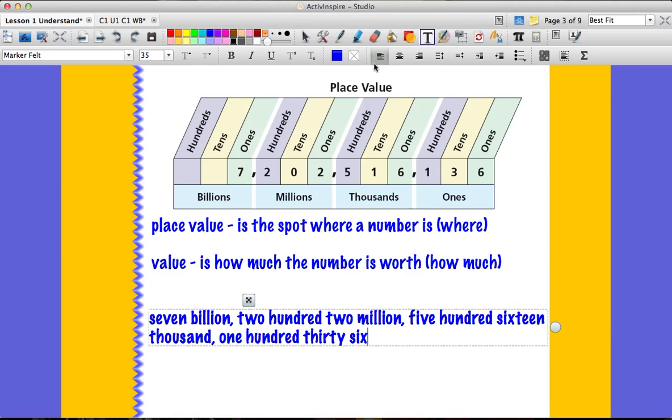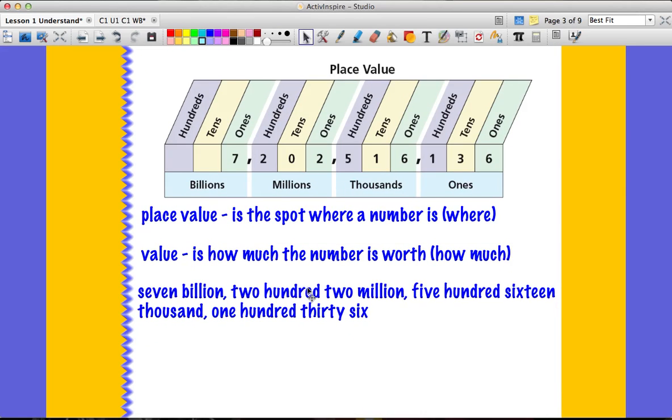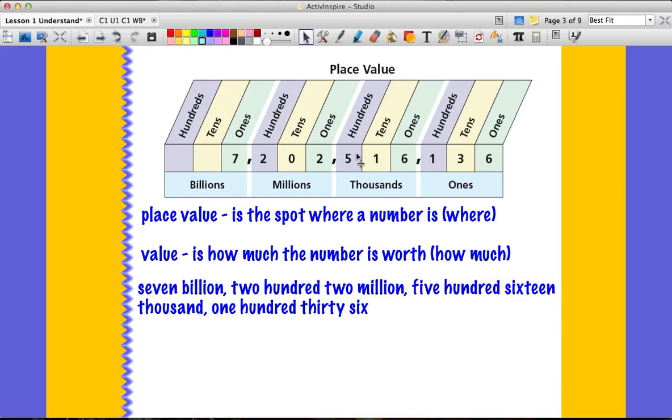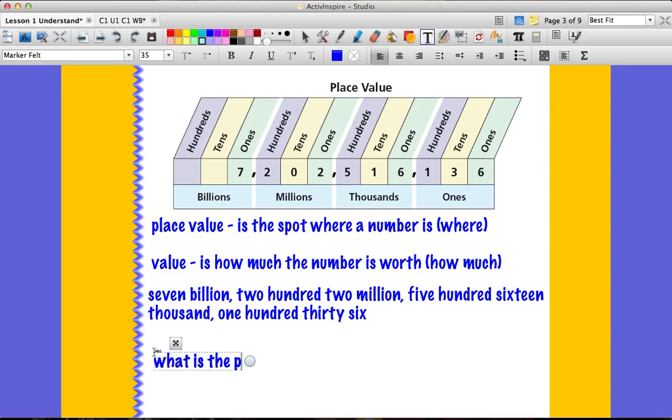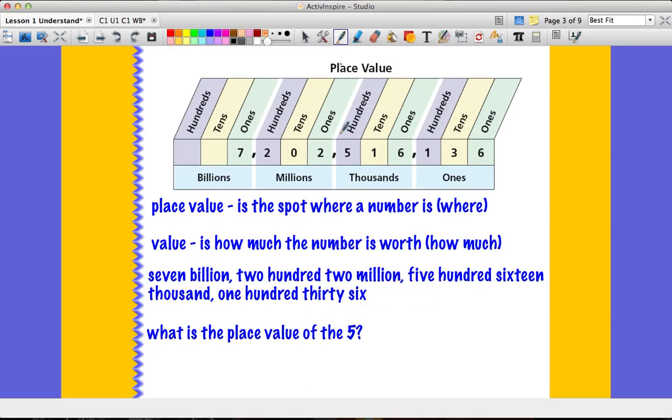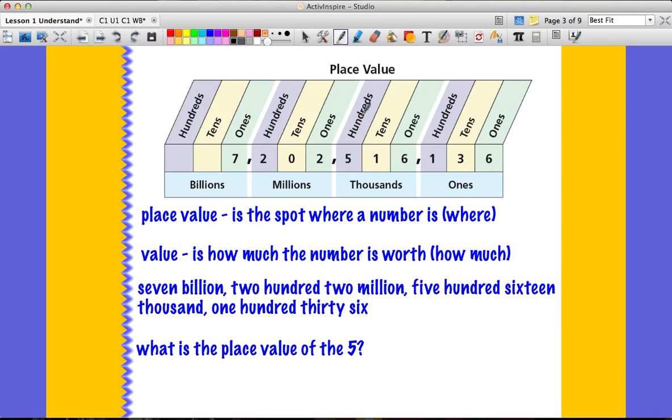So now when we're looking at the difference between value and place value, if I were to ask you what is the place value of the 5, okay, that means I want to know where is the 5. So I would find the 5, and I see that it is in the hundreds spot, but in the thousands chunk. So the place value of the 5 is in the 100 thousands.